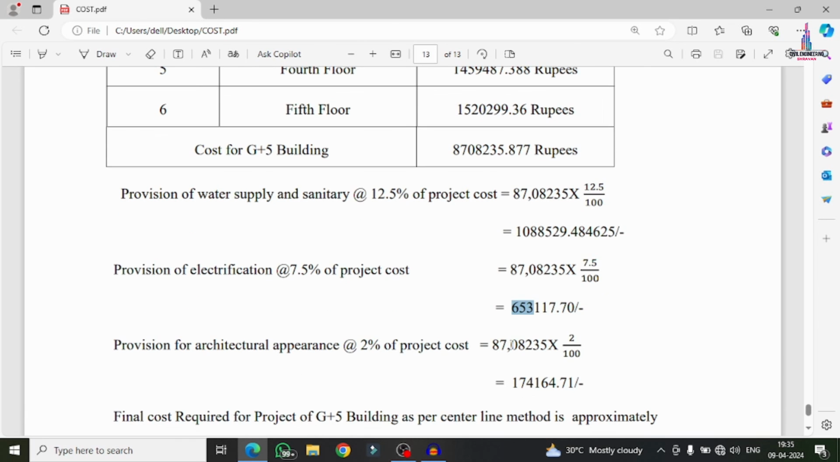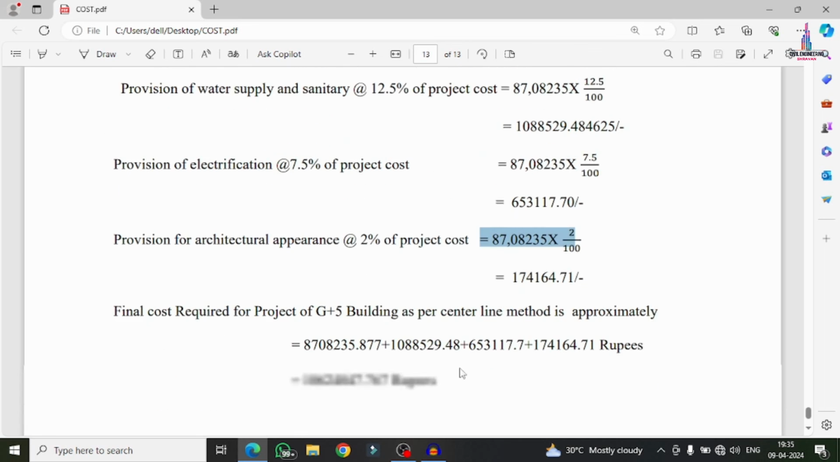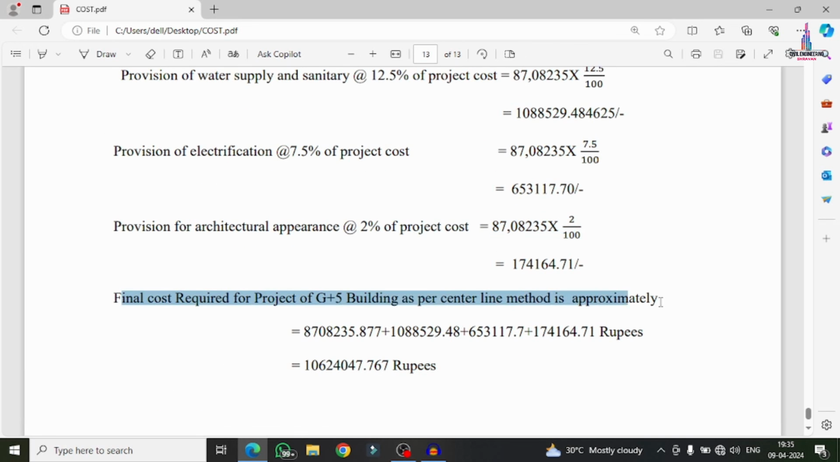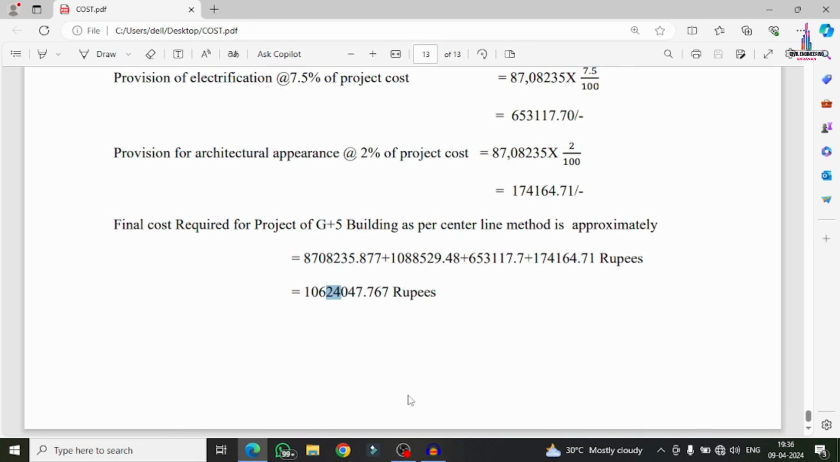For the architecture appearance, I have considered 2% extra, and the final cost required for the project is approximately 87 lakhs plus 10 lakhs plus 6 lakhs plus 1 lakh 74,000 extra here. So the total cost required is approximately 1 crore 6 lakhs 24,000 rupees here. So this is the total cost that is required for this particular project.